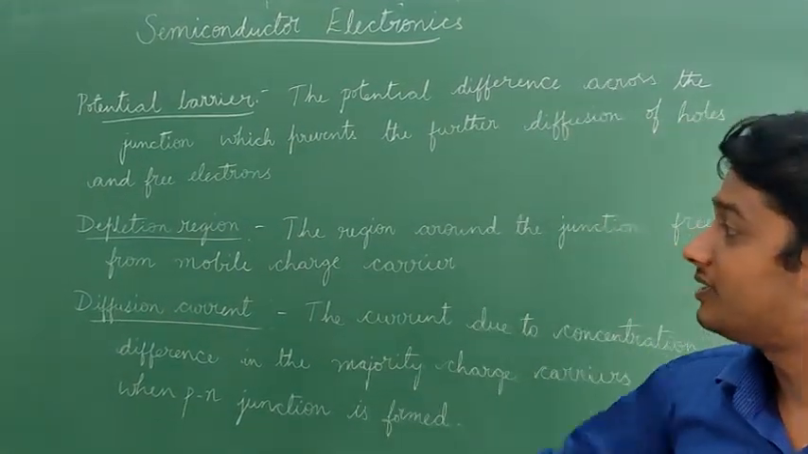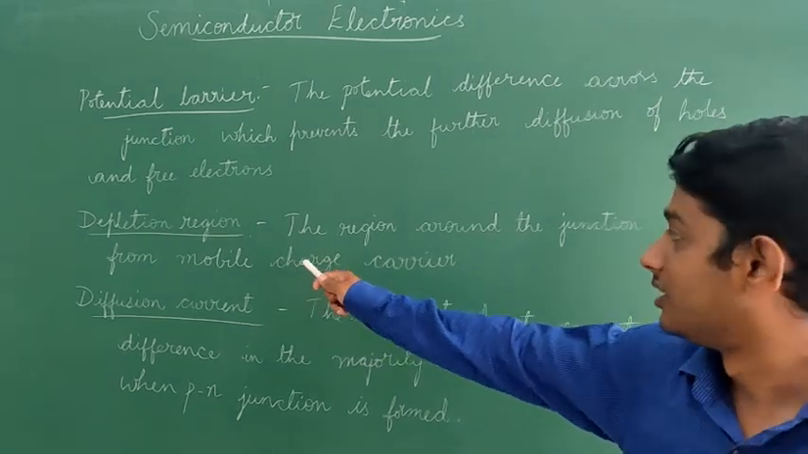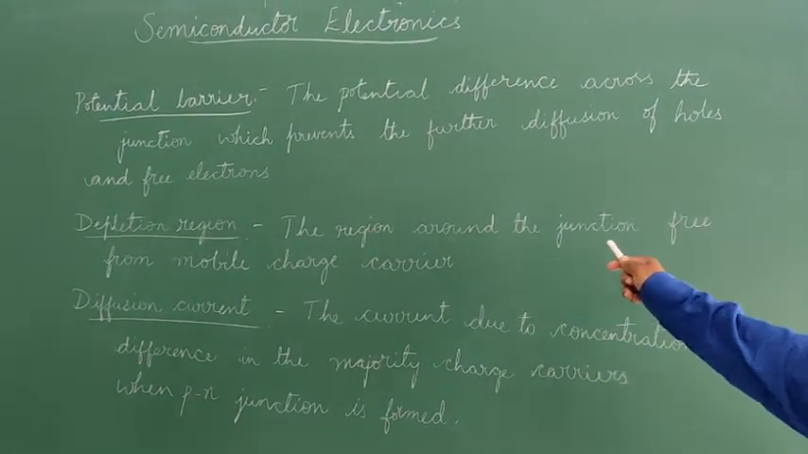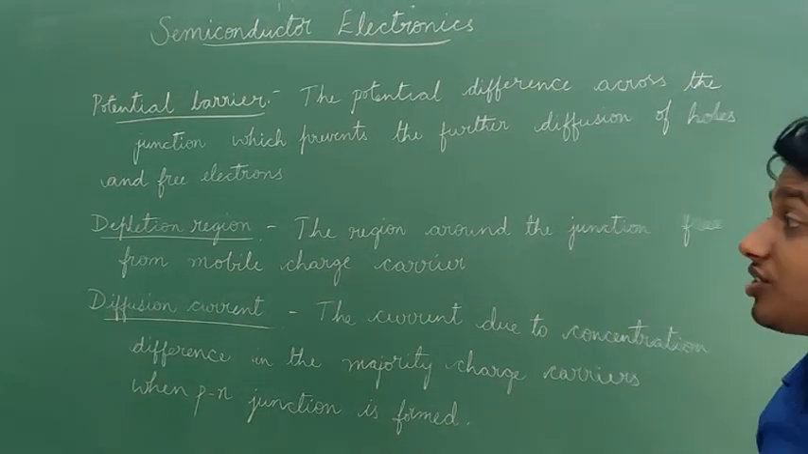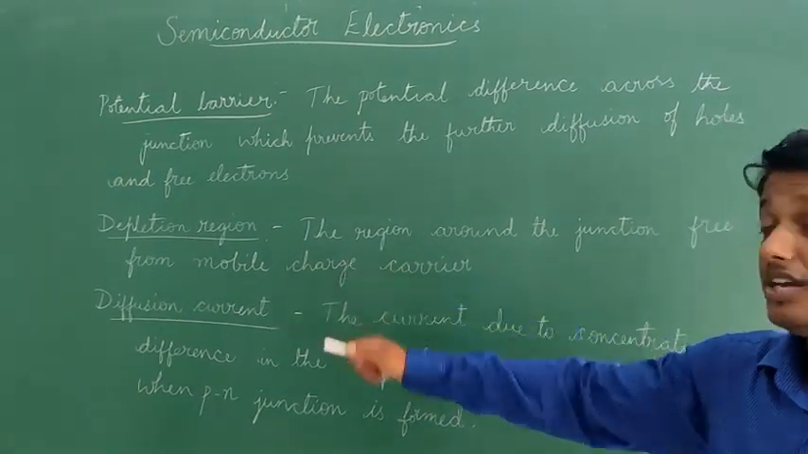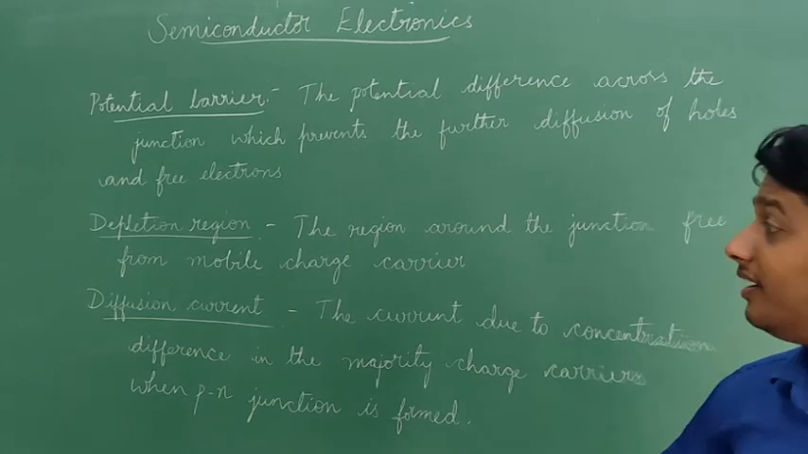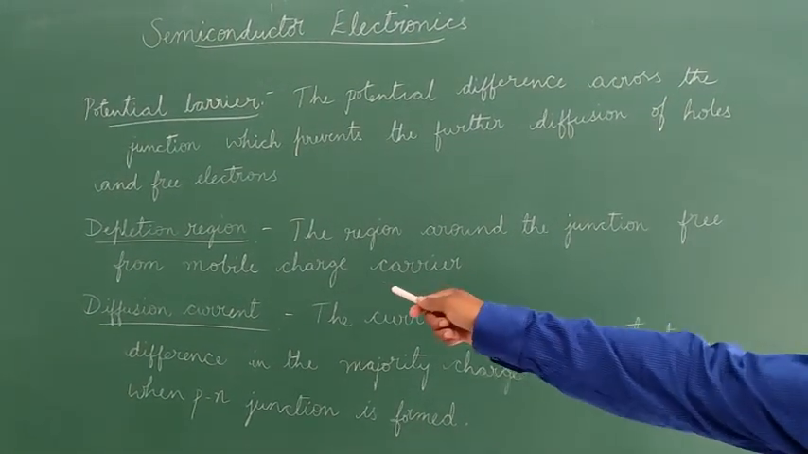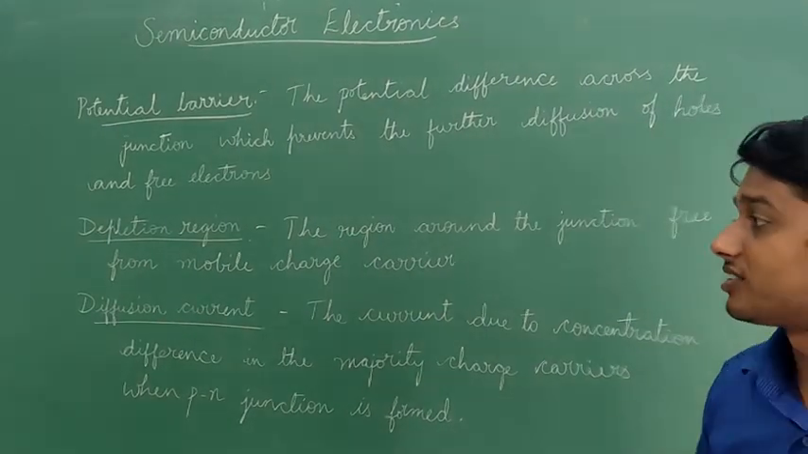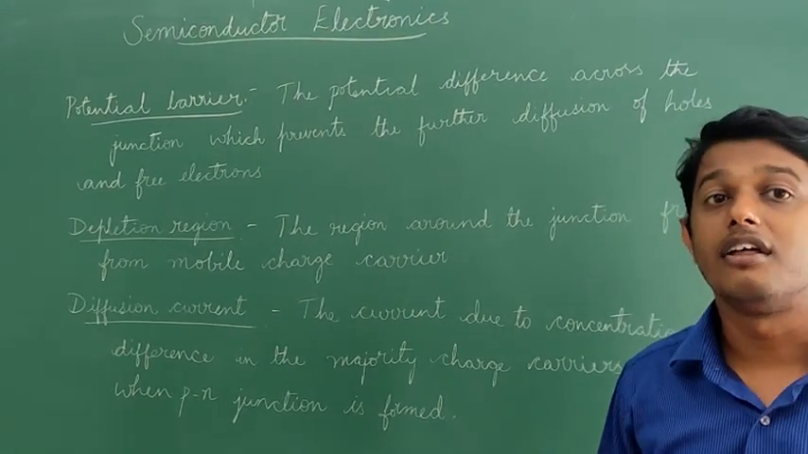The next one is depletion region. The region around the junction free from mobile charge carriers is called the depletion region.